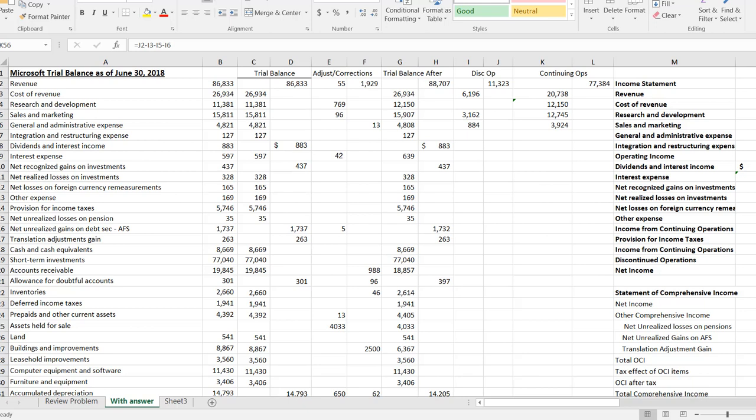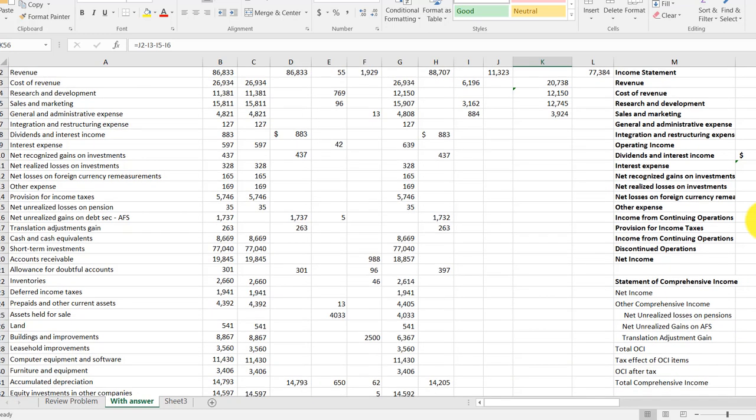I wanted to spend some time reviewing the answers, or at least what I would consider to be the most correct approach to this test review, involving some information from Microsoft, a trial balance as of June 30th, 2018. We're going to work through all of the steps to review all that we've learned so far, except for cash flow. So the first thing that you received or found in the file is a trial balance with these numbers here.